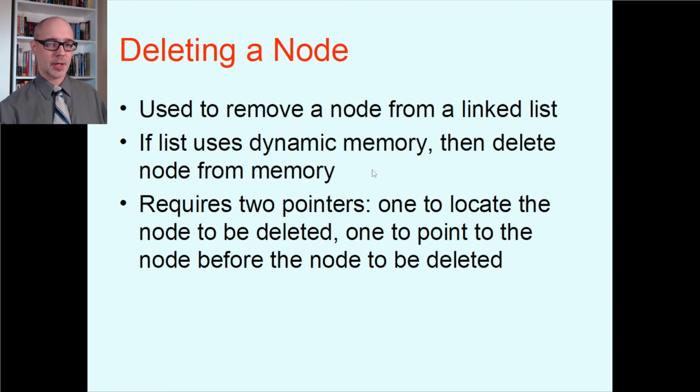So if the list is using dynamic memory, and it is, I mean, that's the whole point of why we're doing this, then you're going to delete the node from memory, like you have to, so you don't have a memory leak. And again, very similar to the insertion of a node, you're going to have two pointers in this function. You're going to traverse the list, find the value that you want to remove, and then what you do is basically just hook up the pointers around it, delete that node, and now you have a linked list without that one thing. Take a look at that.